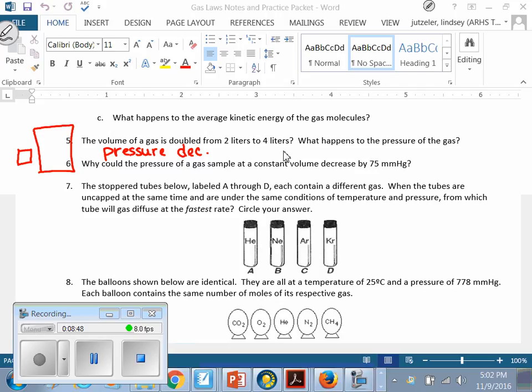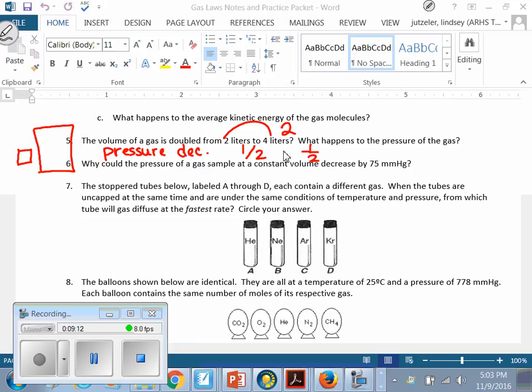If the volume doubles, then the pressure will decrease by a half. It will decrease by 1/2 because this is an inverse relationship. So if the volume is doubled, the inverse of 2 is 1/2. So the pressure will be cut in half.